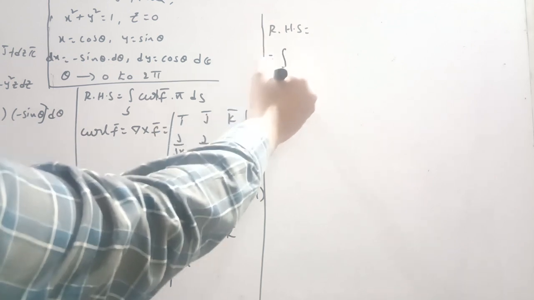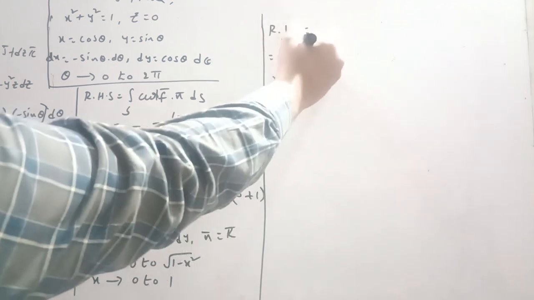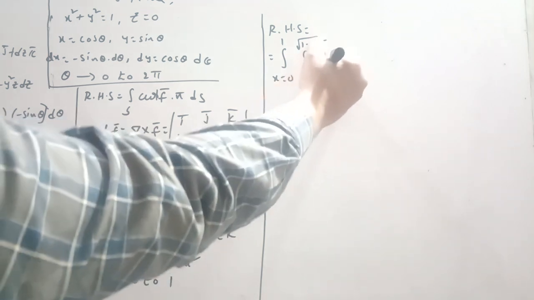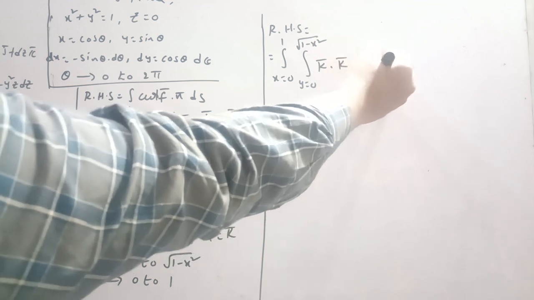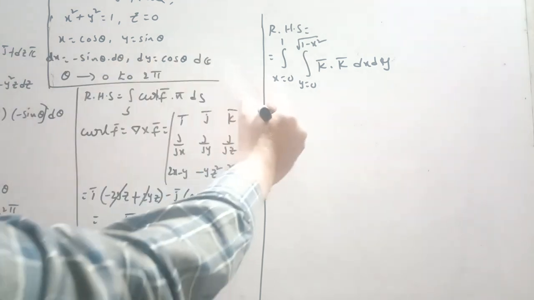RHS is equal to the double integral, x is equal to 0 to 1, y is equal to 0 to square root of 1 minus x square. Limits are x and y, with y equal to square root of 1 minus x square. Then curl F bar, how much did I get? K bar. Dot n bar is k bar. ds is what? dx dy. So k bar dot k bar is 1.